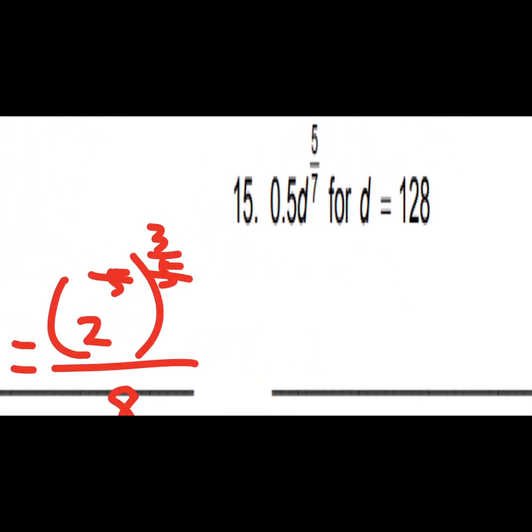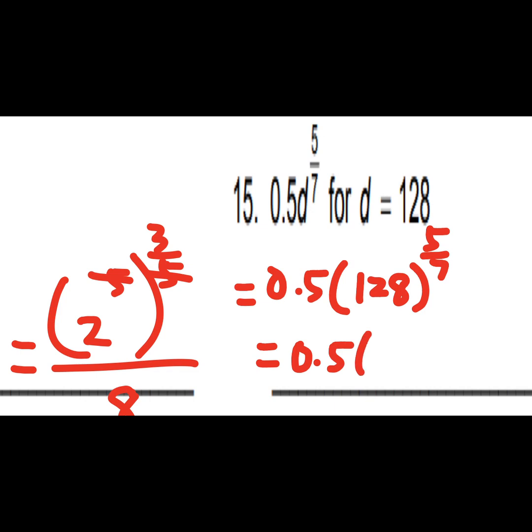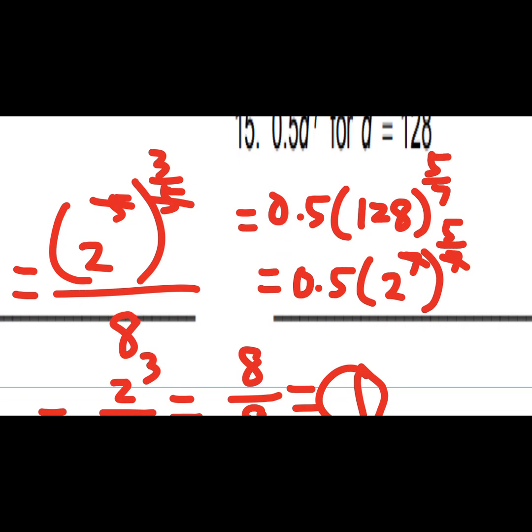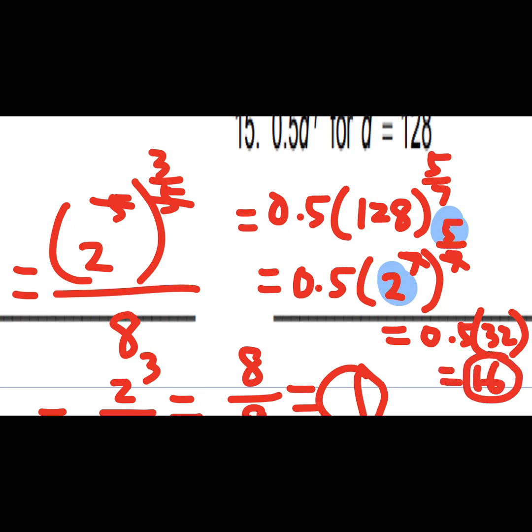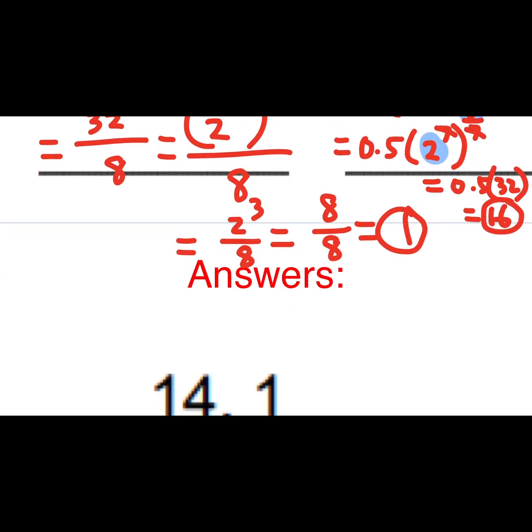Number 15. Again, we're going to let d equals 128, and we have a 5 over 7 as a power. And I am going to rewrite the 128 as 2 to the 7th power. You can go ahead and double check my answer to make sure that 2 to the 7 is 128. And again, the 7's will cancel out. So we will have 0.5 times 2 to the 5th power, which is 32. And multiplying 32 times 0.5 should give us 16 as a final answer. And that's the end of the problem.